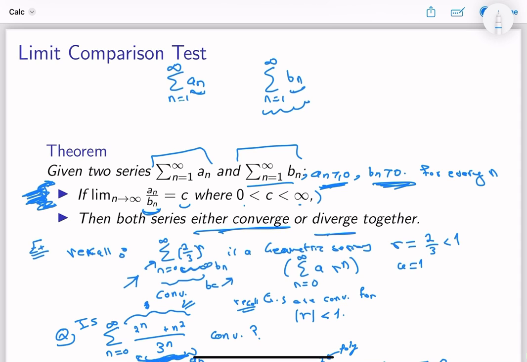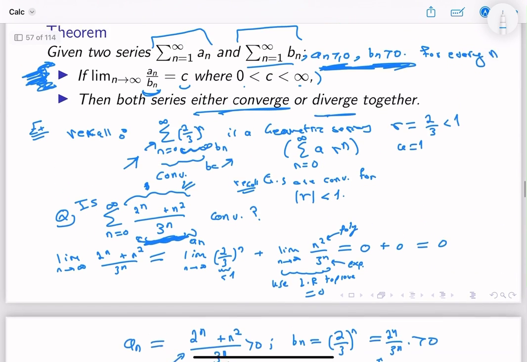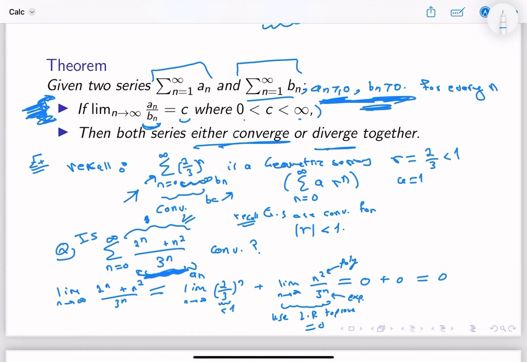First of all, just to be careful here, we have to have both of these non-negative. Well, do we have that? Sure, because this is always positive, and this is always positive. Notice even if n is 0, this is going to be 2 to the 0 plus 0 over 3 to the 0, which is 1 plus 0 over 1, which is 1. So this is always positive. Also, b_n is always positive. So the first condition of the theorem is okay.